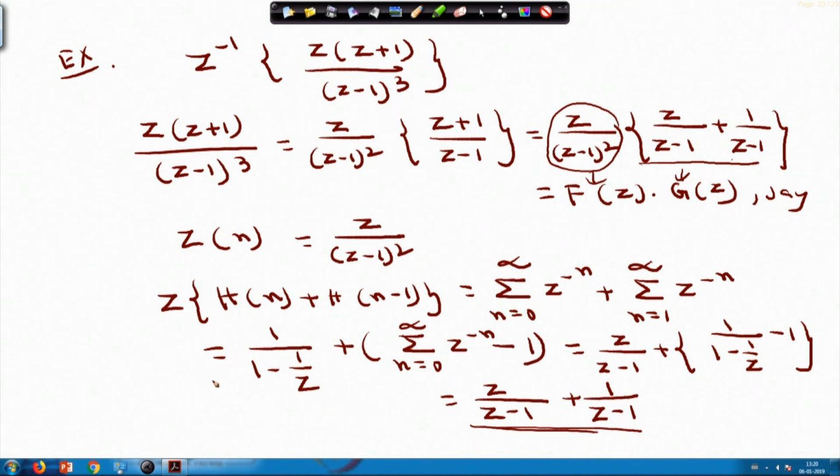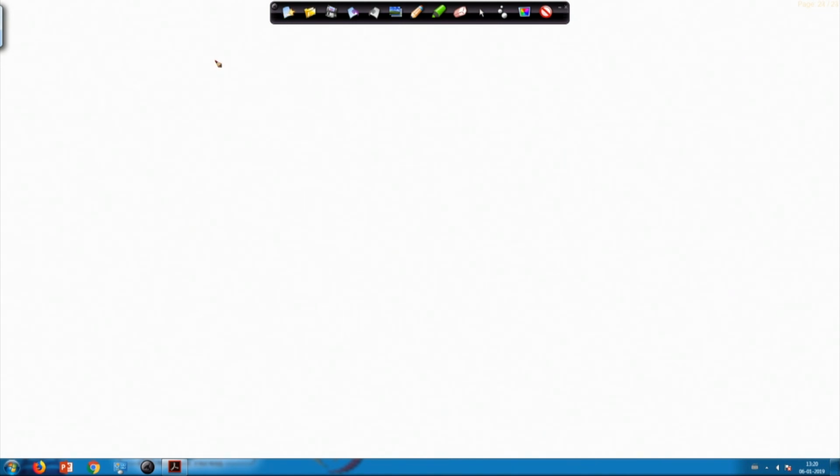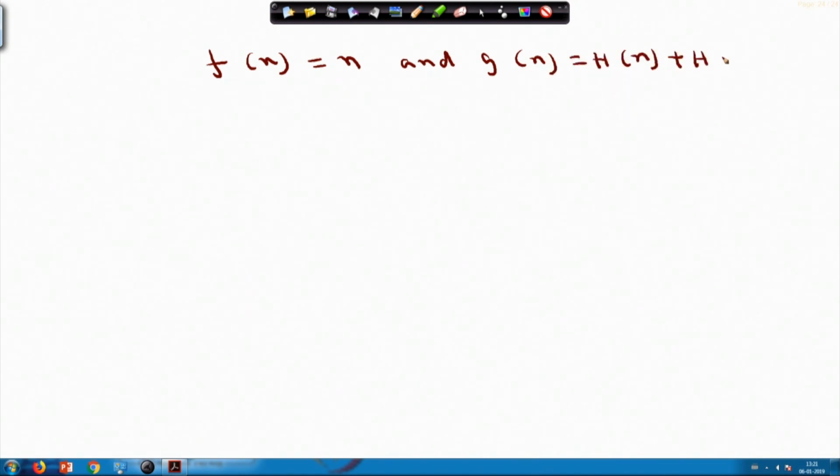So, what I can write down? Your f n is here. What will be your f n? F n will be n, and what will be your g n? G n will be h n plus h n minus 1. So, let me write down this thing. Your f n is equal to n and your g n is equal to h n plus h n minus 1. I hope the method was clear. We are first finding out that function whose z transform is that function of z. From there I am writing f n is this, g n is this.